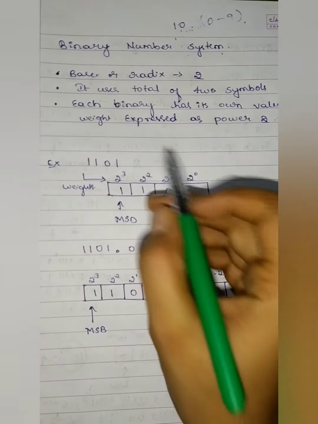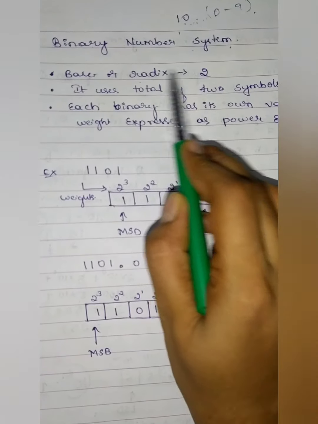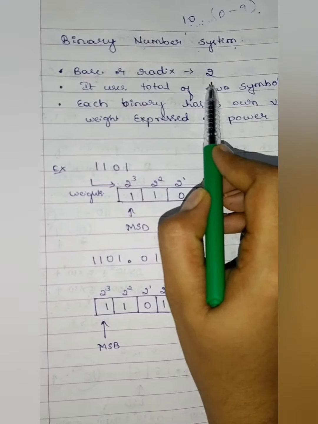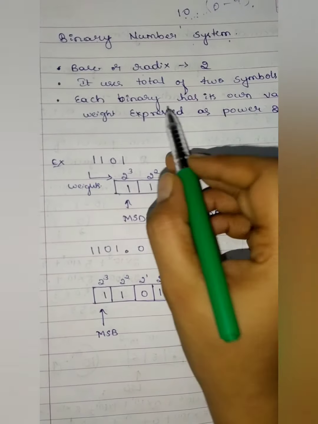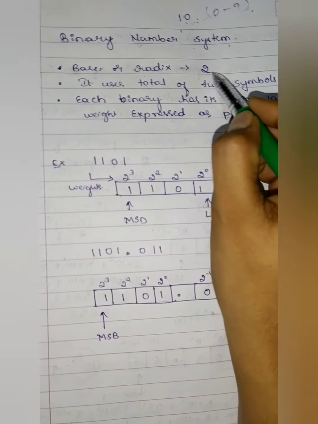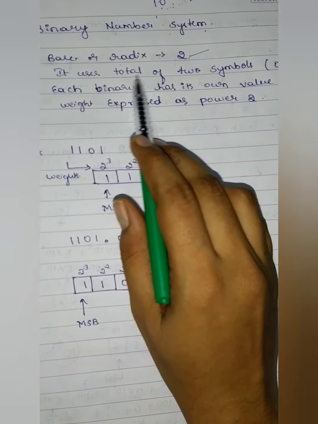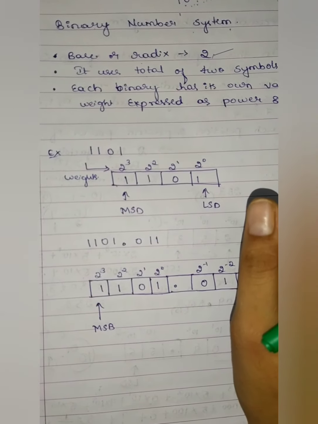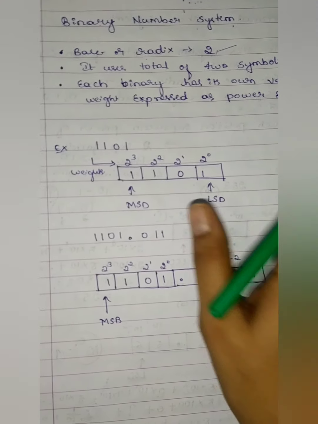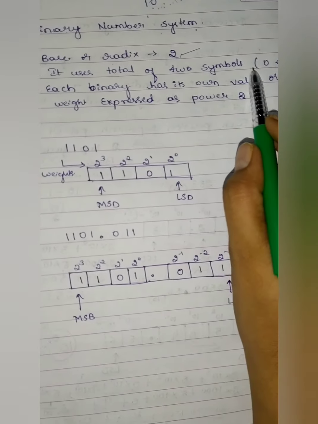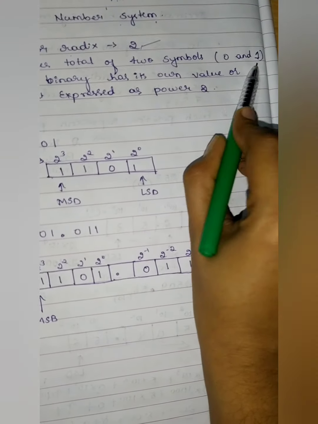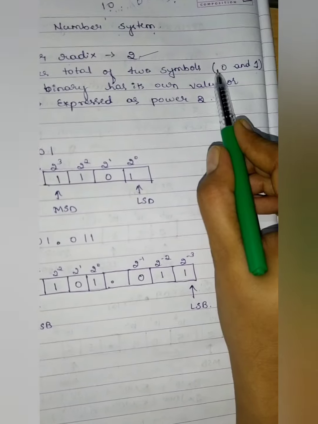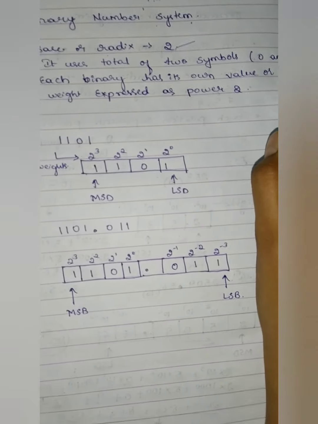So what is the base or radix of this binary number system? That is 2. The base or radix value for the binary number system is 2, and it uses a total of 2 symbols. The decimal number system has 10 symbols, from 0 to 9, but binary uses 2 symbols, 0 and 1. If it is 0, then low voltage, if it is 1, high voltage.